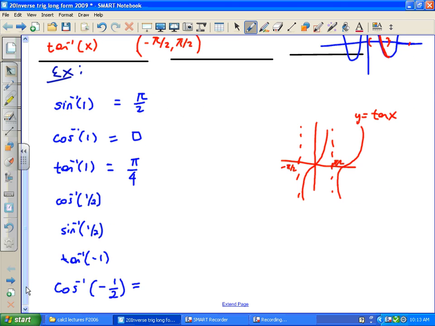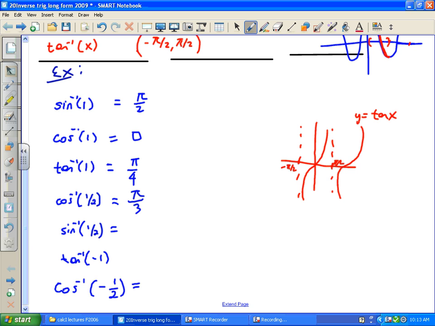Okay, what about cosine inverse of 1/2? At which angle is the cosine function equal to 1/2? Cosine of 60 degrees is 1/2, right? And 60 degrees in radians is pi over 3. So the answer will be pi over 3, and it does lie in that range 0 to pi. We can accept this.